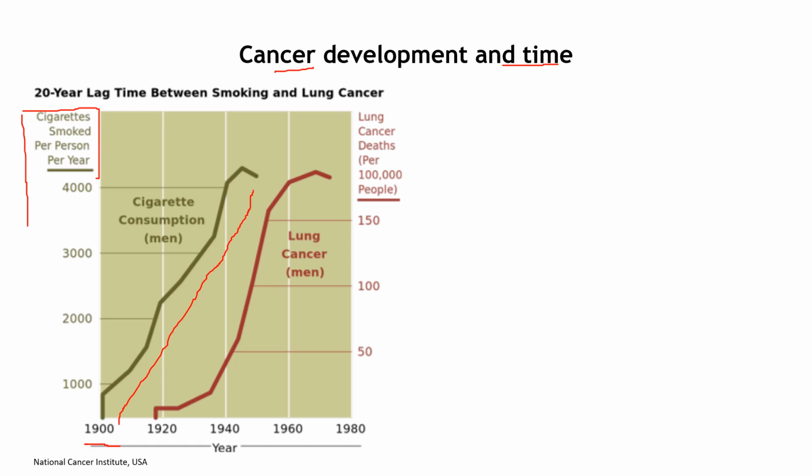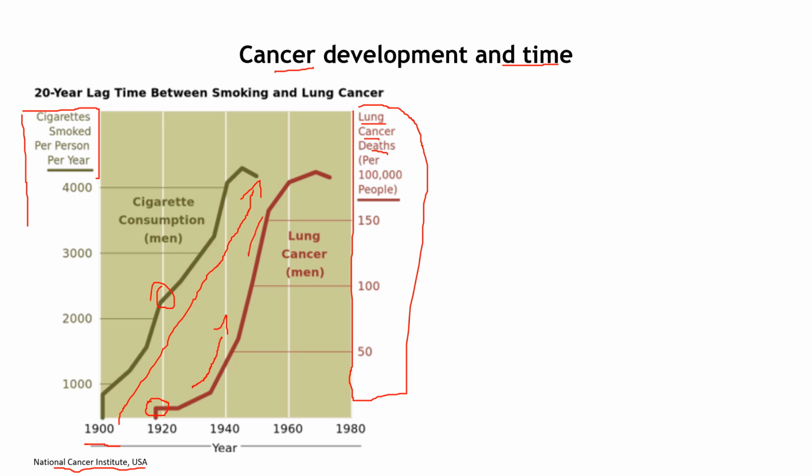But if you see here we have in red lung cancer deaths per 100,000 people. And this is from the National Cancer Institute of the USA. And if you see, 20 years later you start finding that the first people start dying of cancer, but it's very small. So people will say maybe there is not a clear relationship. This could be just a coincidence. But if over time you keep studying, you see that there is an increase, and there is an increase. So you see there is a delay.